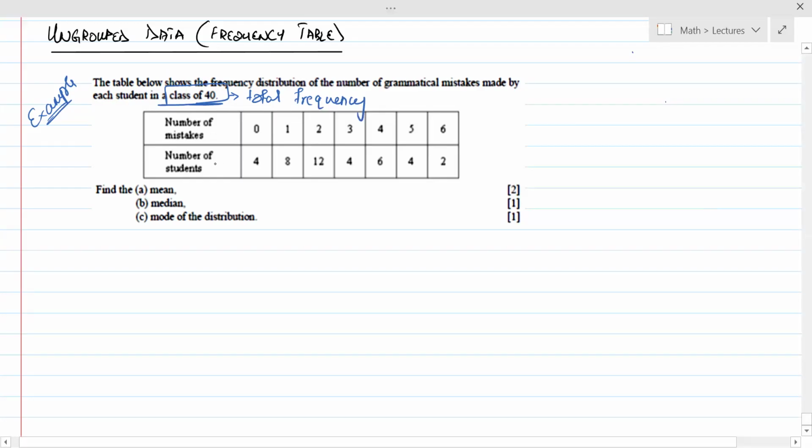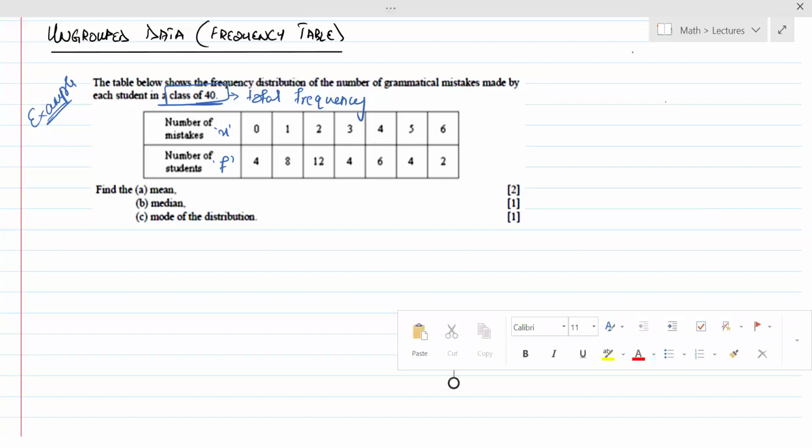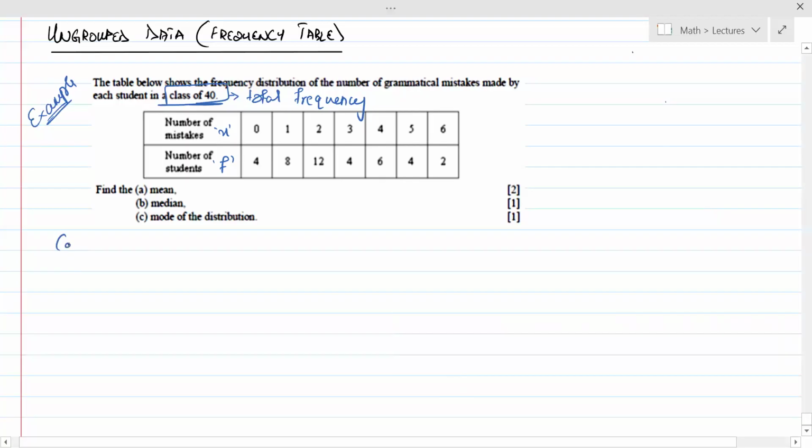So in this data set, f we represent by frequency and x we represent the data value. Data value means number of mistakes, and number of students would be the frequency making those particular number of mistakes. Now, the formula to find the mean, median, and mode for this type of data. Let's start with mean first. For finding mean, whenever you have the data in the frequency table form, the formula is summation fx upon summation f.